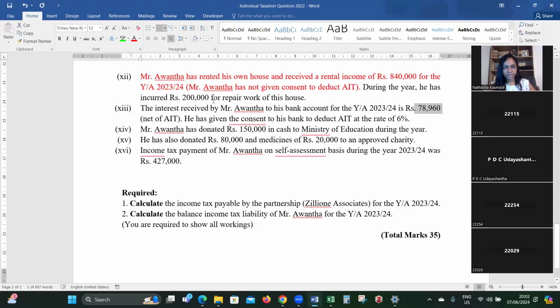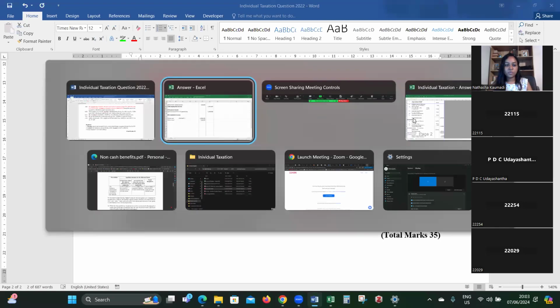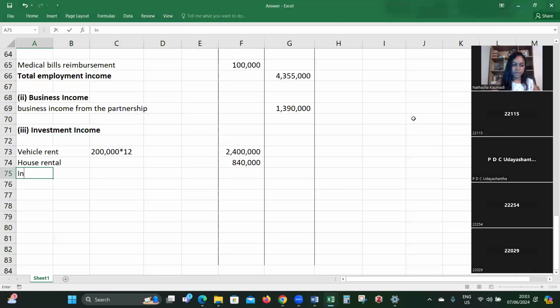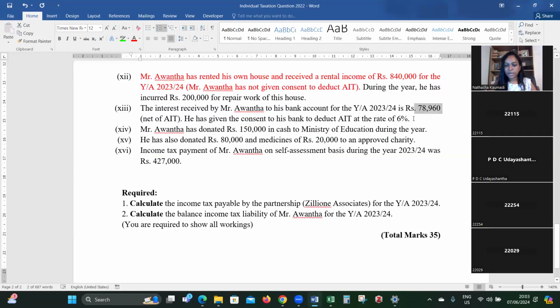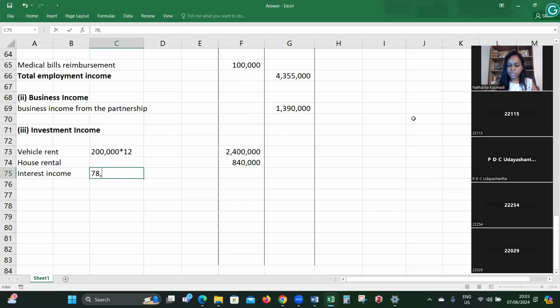That is gross or net? That is net of AIT. AIT has been deducted, WHT deducted. So he has given the consent to his bank to deduct AIT at the rate of 6%. So why in this question is that AIT rate, WHT rate given? Because we need to consider the gross interest income, not the net interest income, the gross one. So we'll write interest income, 78,960. How can we convert this net interest income to gross interest income?